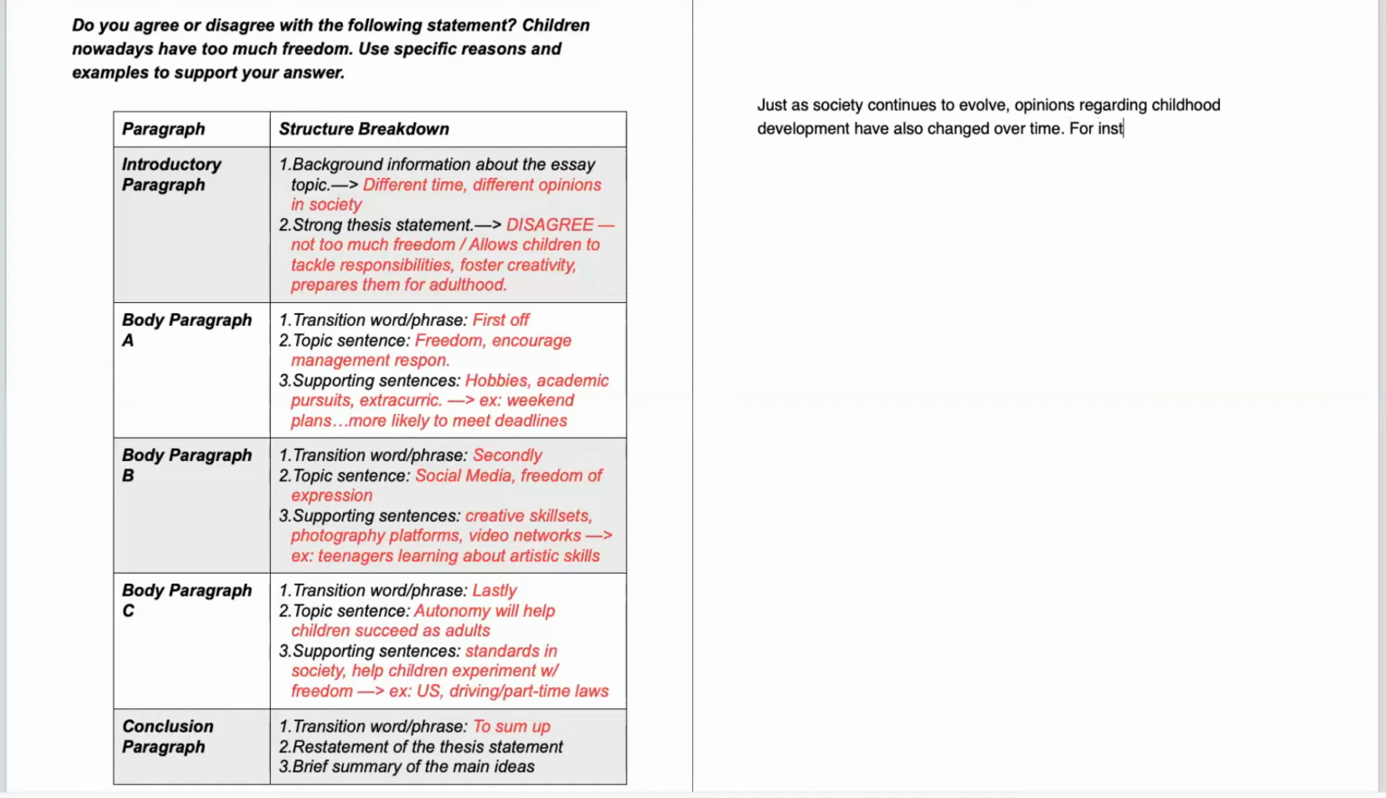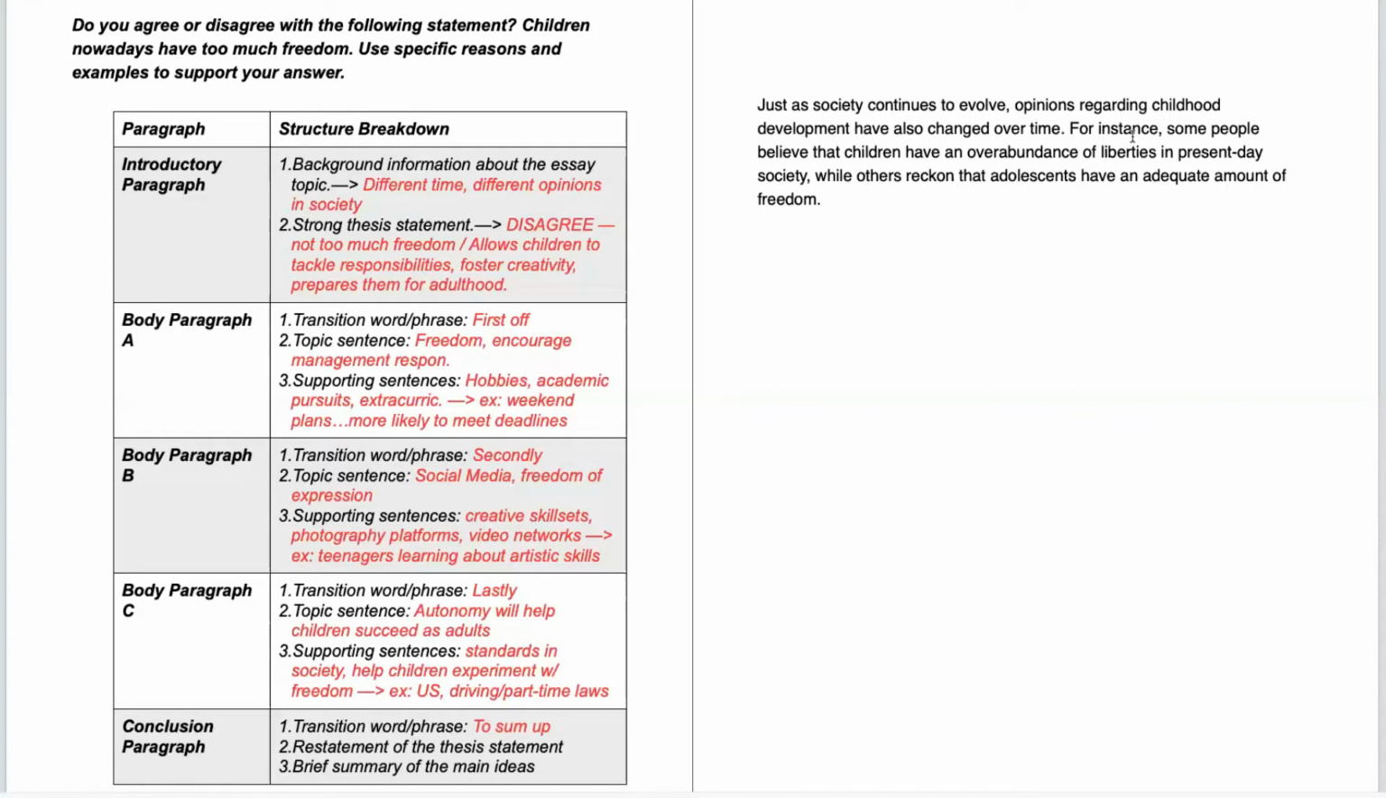So I'm going to say, "For instance, some people believe that children have an overabundance of liberties in present-day society, while others reckon that adolescents have an adequate amount of freedom." Now, I've done this so that I can show the differences, those who agree and those who disagree with the statement. This is a nice rule of thumb, and it's a nice structure to follow for this specific question type.